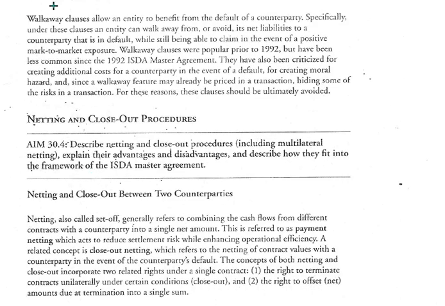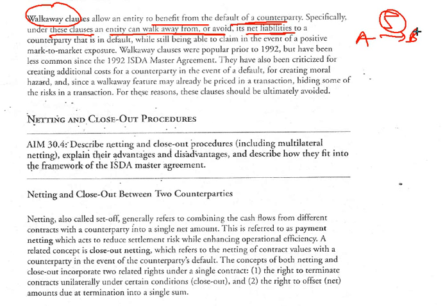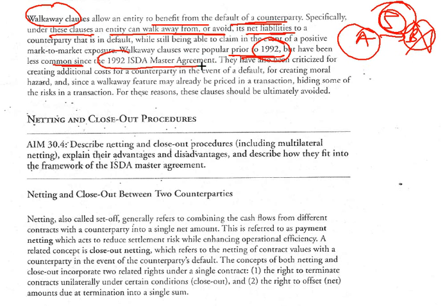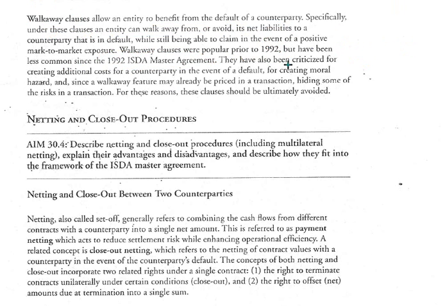Then there are walkaway clauses, which we discussed. It allows an entity to benefit from the default of the counterparty. Under this clause, an entity can walk away from or avoid its net liabilities. We have seen that if A has to give B $5 and B goes bankrupt, A will walk away, and as a result it gets benefited. They are saying that walkaway clauses were popular prior to 1992, but they have become less common after the ISDA agreement came. They have also been criticized for creating additional cost for the counterparty in the event of default.